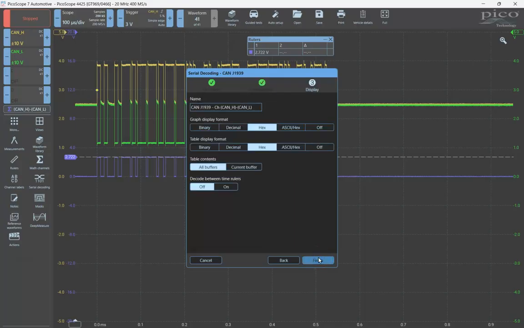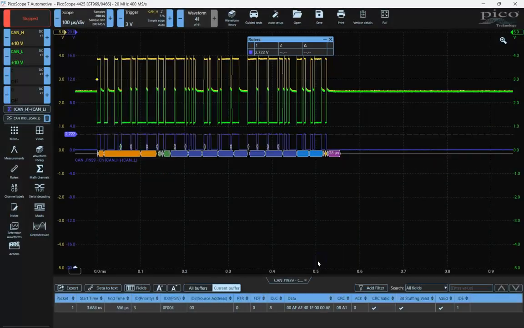Go to the next page. And even though I don't usually use binary, I'm going to use binary, which is going to be ones and zeros. We're going to use that for our graph display form. And we'll go ahead and finish. And we'll just do the current buffer. It makes it a little quicker. And we'll go ahead and finish.